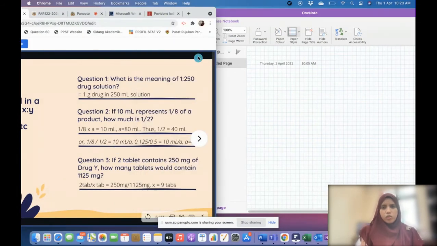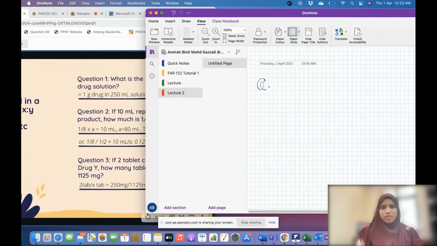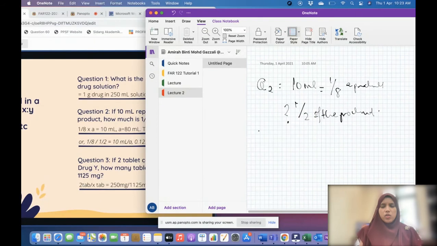So for question number 2, if 10 ml represent 1/8 of a product, okay, a product, how much is 1/2 of the product? Okay, so 1/8 times A, the product, equal to 80 ml.